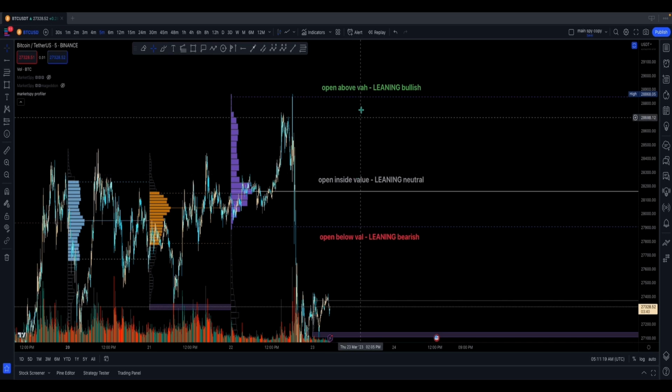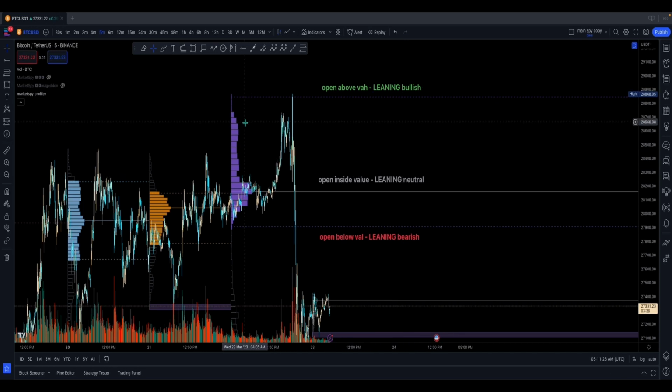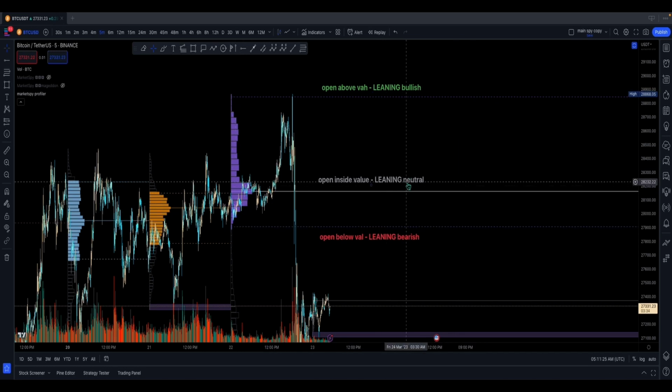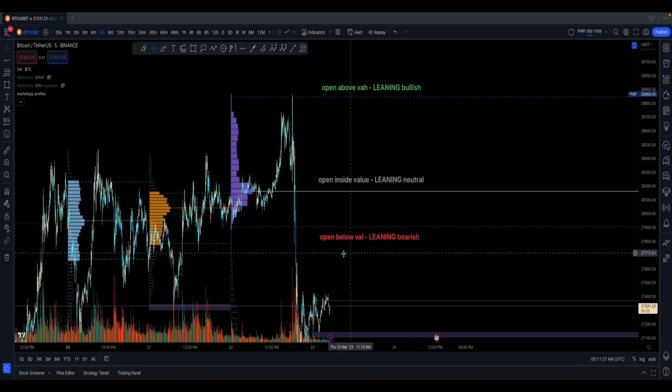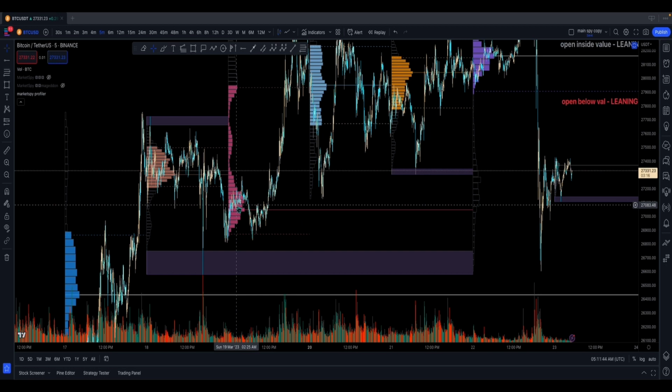So now that those things are established, once new day start, price will retest the previous day's value. And once we know that, if we open above, we're leaning bullish, inside, we're leaning neutral, expect a range, and below the VAL, we are leaning bearish. Let's look at the market. So what do we see on new day start on this pink profile here? Well, we see we have opened below value. So what are we? We are leaning bearish.